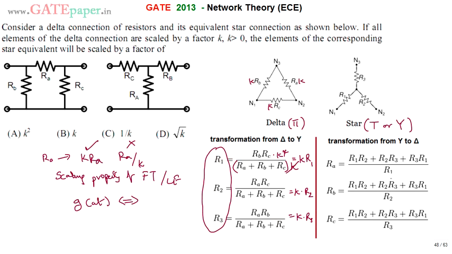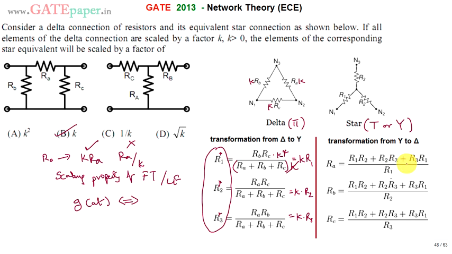So the new star value is nothing but the previous value times k. All the elements in the corresponding star equivalent will also be multiplied by k, that is, scaled by a factor of k.